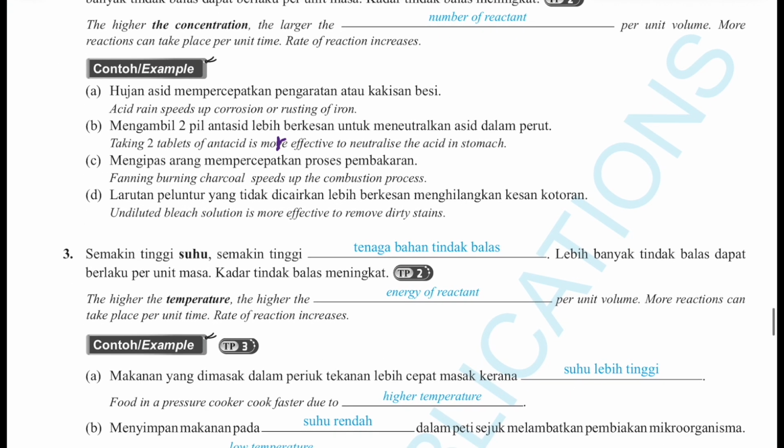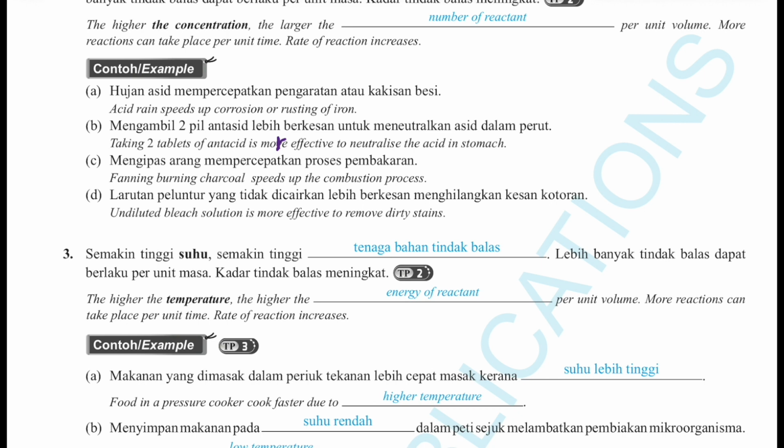So for example, acid rain speeds up corrosion or rusting of iron. Okay, acid rain ni tahu acid rain maksudnya hujan asid. Hujan asid. Kamu tahu tak macam mana hujan asid terhasil? Terhasil apabila sulfur dioxide in the air dissolve in the rainwater. So it will become acid rain.